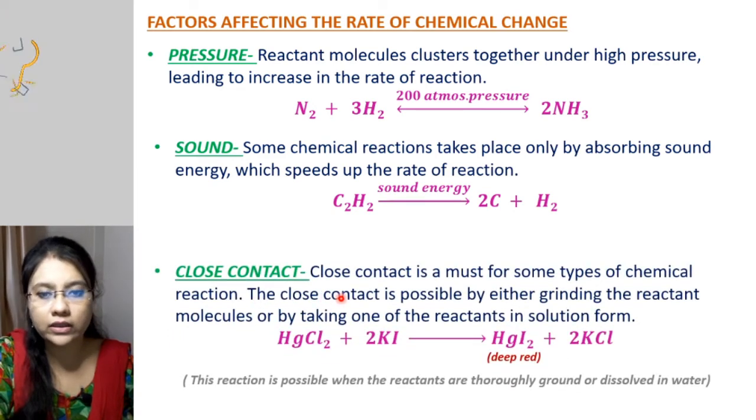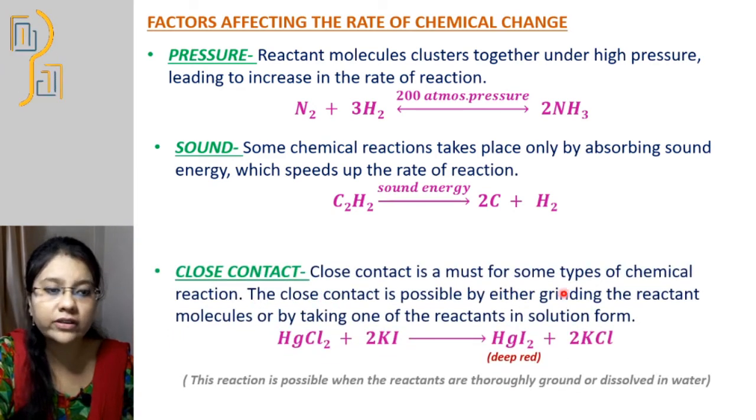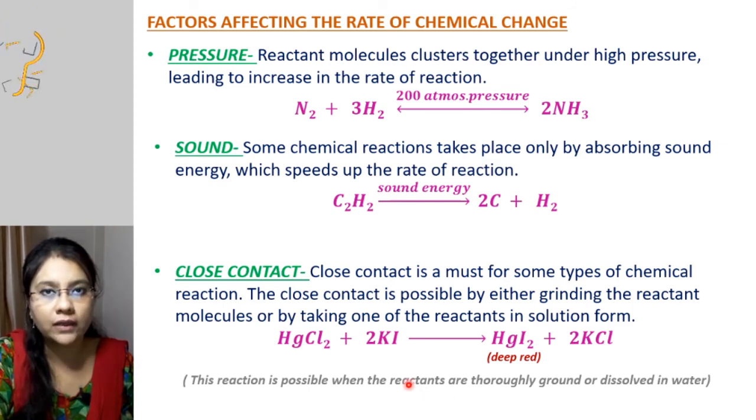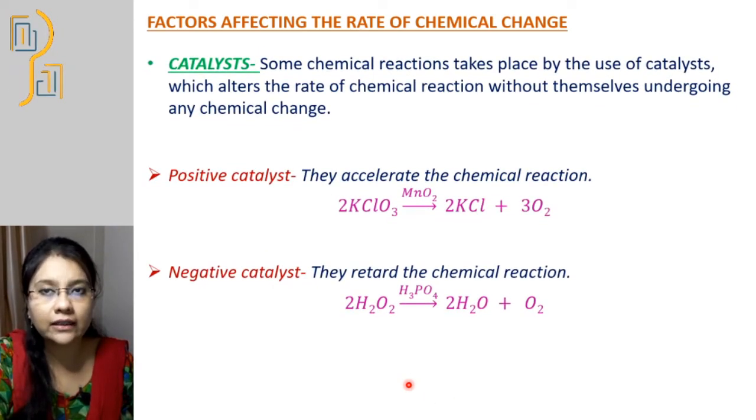Next is close contact. Now close contact is a must for some types of chemical reaction, and this close contact is possible by either grinding the reactant molecules or by taking one of the reactants in solution form. HgCl2 plus 2KI will form HgI2 and 2KCl. Now this HgI2 is deep red in color, and this reaction is possible when the reactants are thoroughly ground or dissolved in water. The next factor is catalysts.